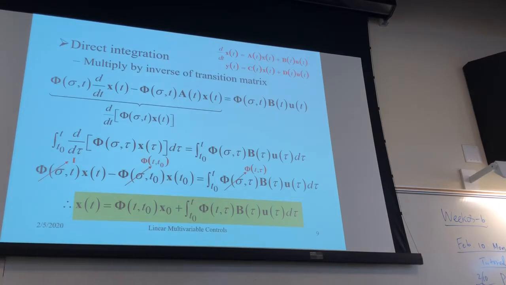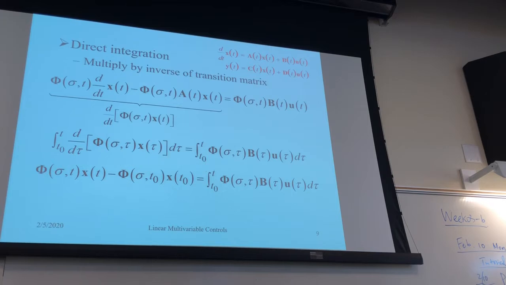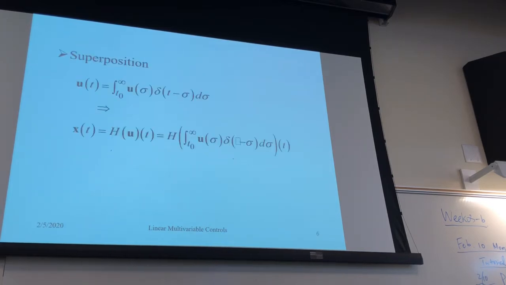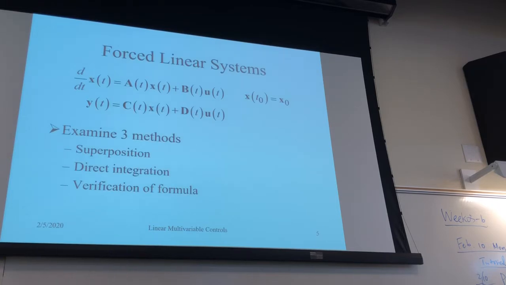There are 3 ways to arrive at this. One is called the superposition way, one is called the direct integration way, and another one is called verification of formula. I'm not sure which one you like. I personally like the first one. But with the first one, you may not feel really comfortable.